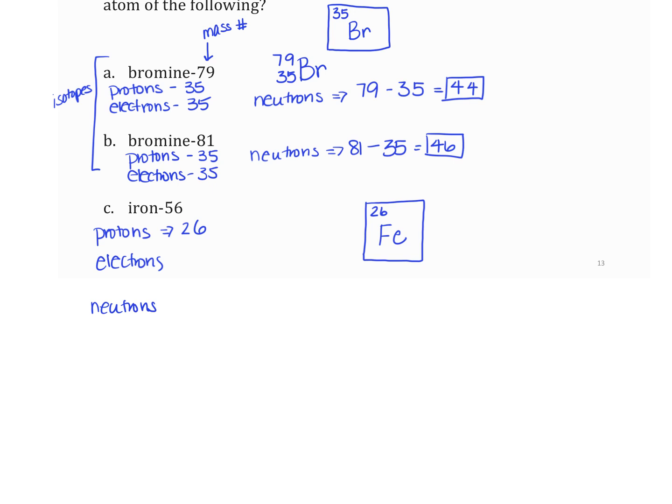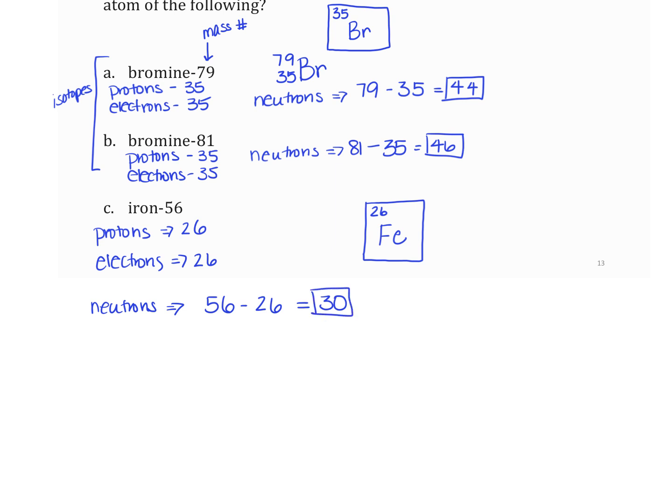So that 26 tells me the number of protons. And because there's no charge on iron, the number of electrons are the same. Because protons are positive and electrons are negative. If there's no charge here associated with iron, if there's no plus or negative, then these two should match because the charges cancel out to give an overall charge of 0. So now let's figure out our neutrons. We would take 56 and subtract 26, and that gives us 30. So that's our number of neutrons.